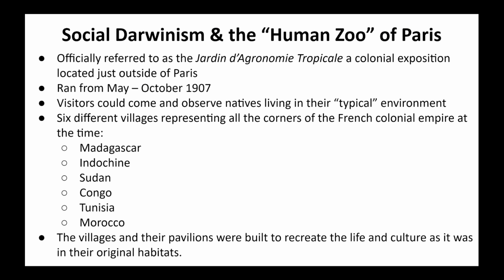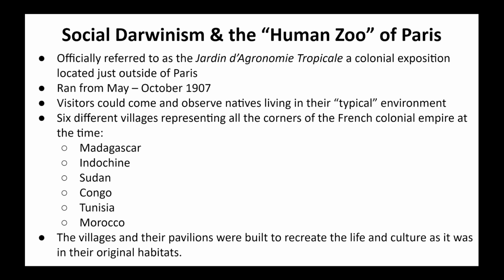Okay, so in France in 1907, just outside of Paris, there was something called the Jardin d'Acclimatation Tropical. Okay, and all that is, it's basically a tropical garden, is how you translate it, of the world. And this is where it gets weird. So again, this ran in 1907, and what this garden would do is it would get native people from Madagascar, Indochina, Sudan, Congo, Tunisia, and Morocco, and basically put them up in exhibits, put them up in zoos. People would walk around and just watch them behave, just like we do with animals today. So it literally is a human zoo.